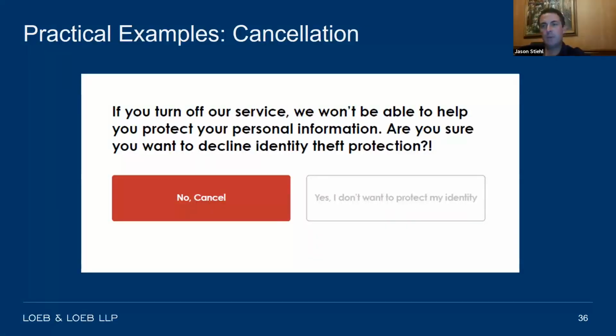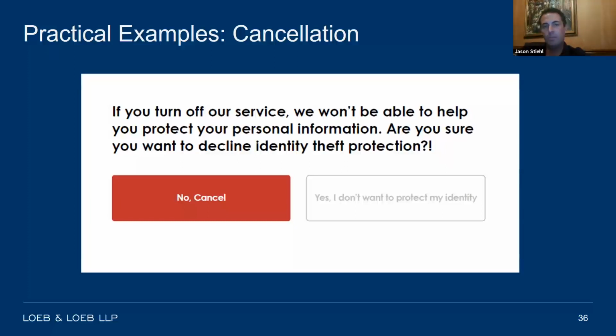Cancellation. So we've talked a lot about the signing up. Now we're going to the other side of things. This is, again, an example of a situation where it's making a consumer feel bad about their decision to leave a particular program. If you read it, it says, if you turn off your service with us, we won't be able to help you protect your personal information. Are you sure you want to decline identity theft protection? Question mark, exclamation point.